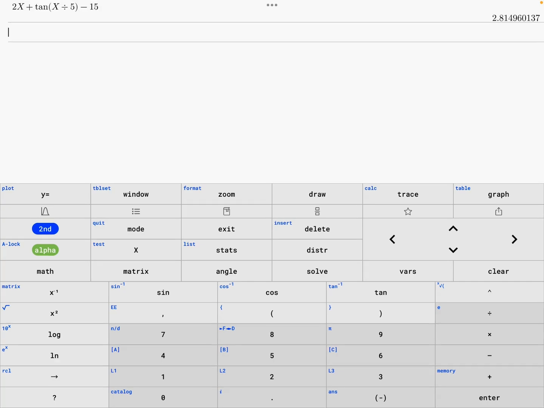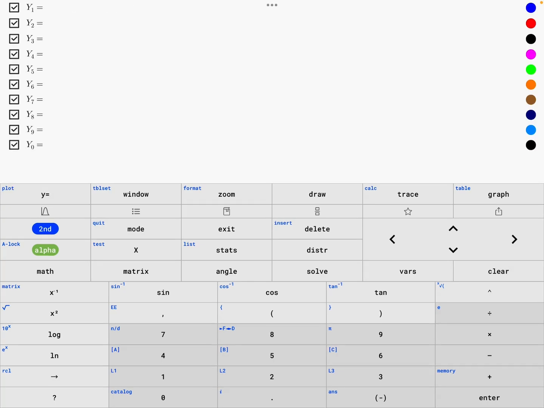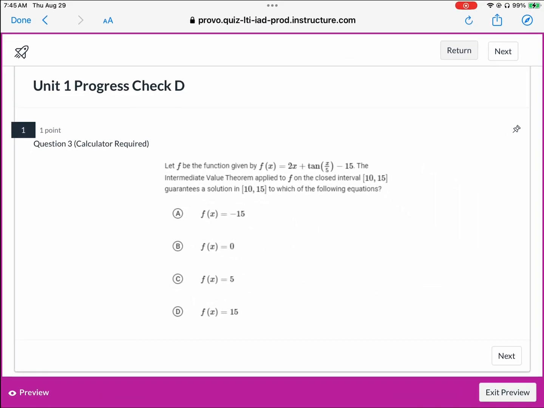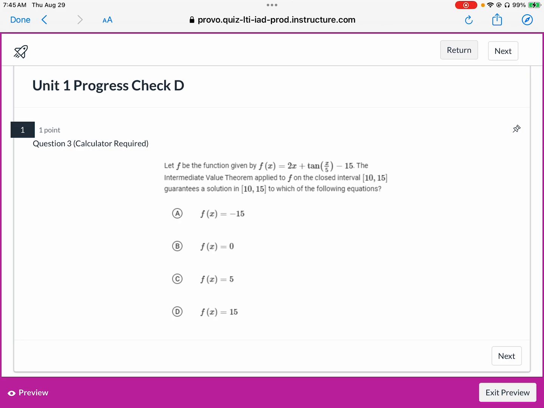Another way you could do it is by graphing the function and then using your table to see the x and the y values at x equals 10 and x equals 15. So that's another way you can do it, but you're just trying to verify which of these values will be in between the y values of x equals 10 and x equals 15.